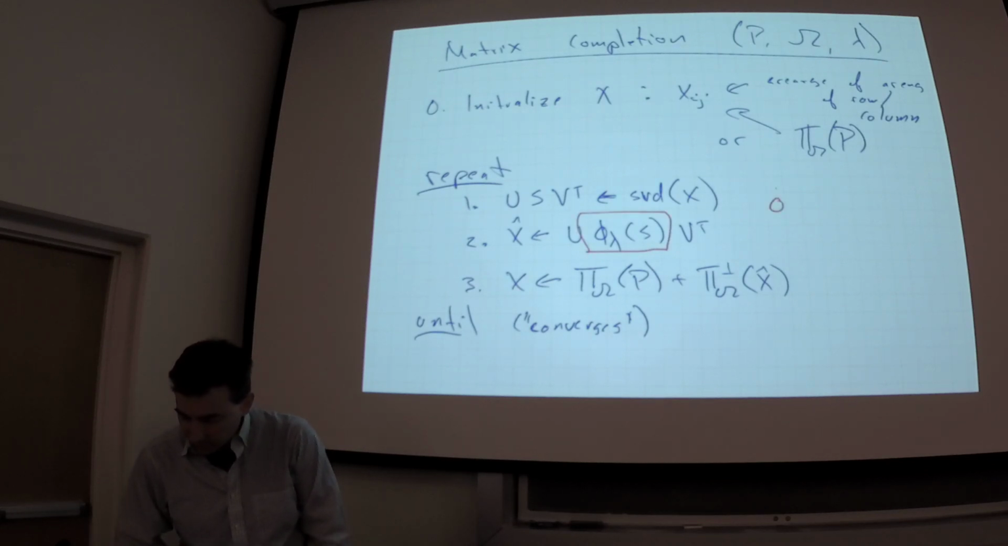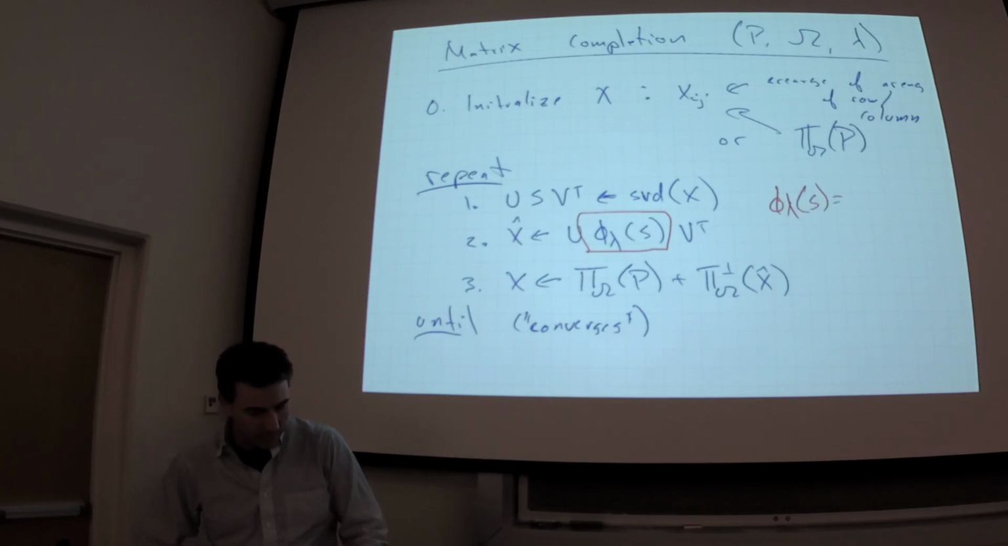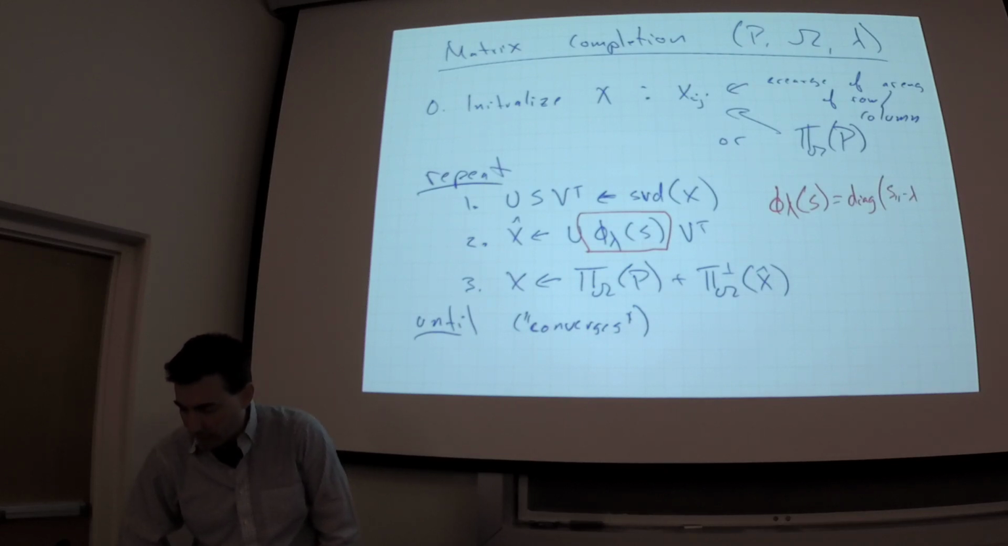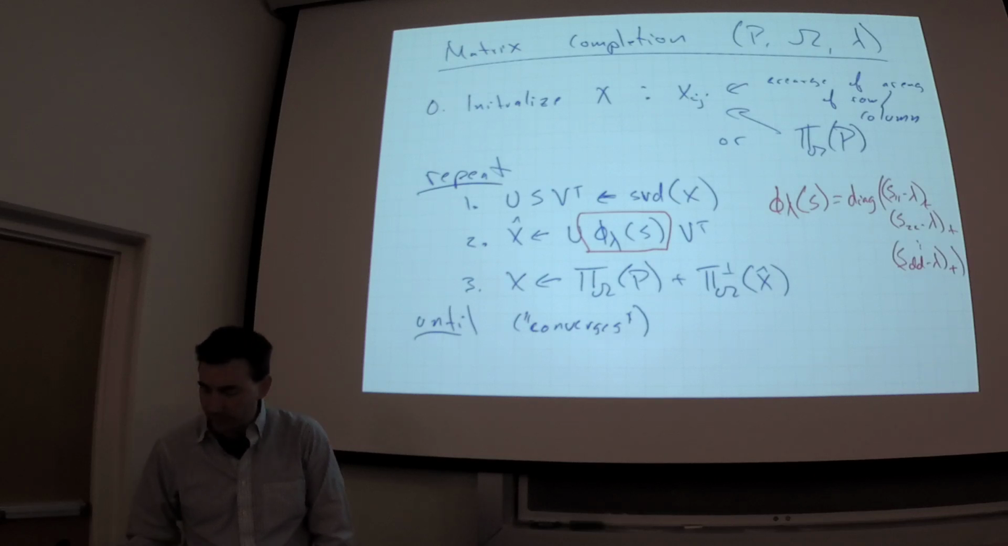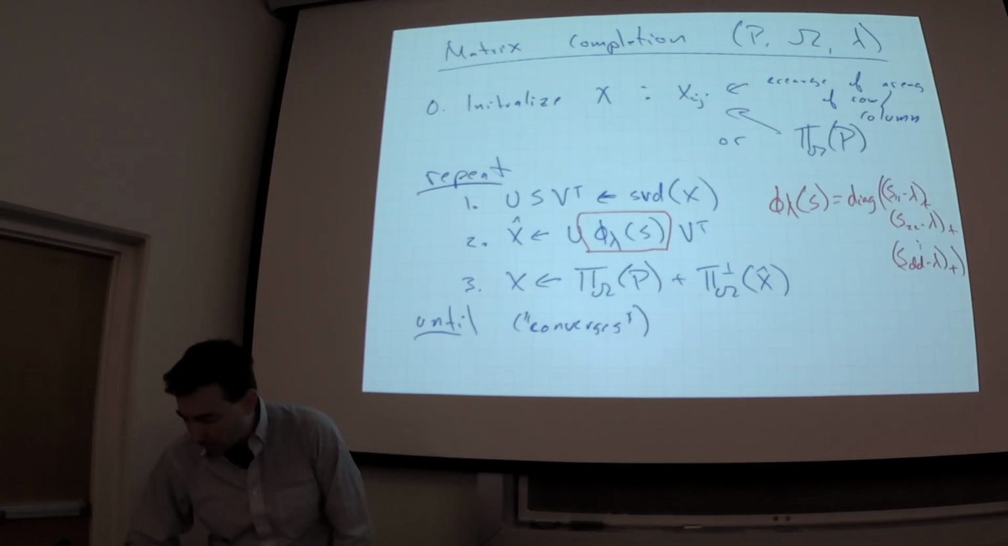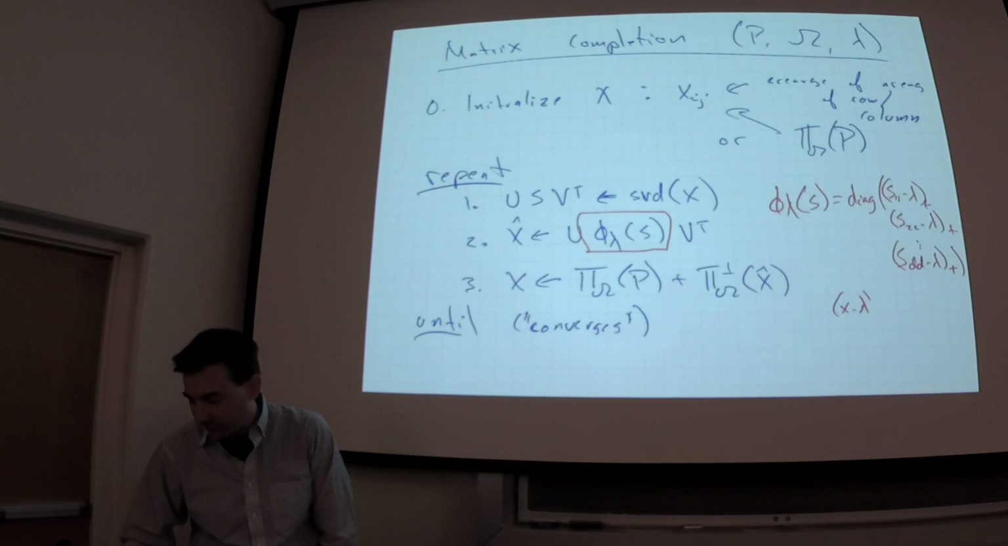And so this phi of S is going to be S1 minus lambda plus, S2 minus lambda plus, up to SD minus lambda. Okay, so it's going to stay a diagonal matrix, where this operation x minus lambda, positive part, is equal to the max of 0 and x minus lambda. Right?